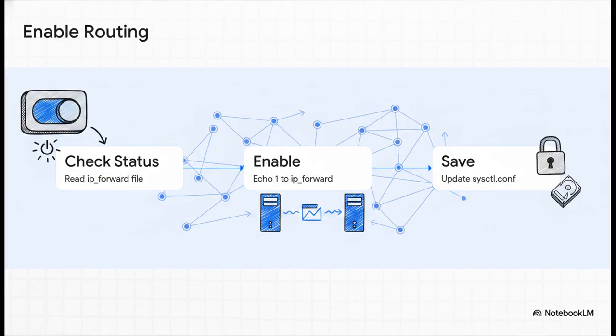First, you just check your status by reading the ip_forward file in the proc file system. If it says 0, routing is off. To awaken it, you simply echo a 1 straight into that exact same file, and boom, temporarily, your machine is a router. Now, to make sure that actually survives a reboot, you just save net.ipv4.ip_forward = 1 into your /etc/sysctl.conf file. It's literally one line of text, and it changes the entire nature of the operating system.